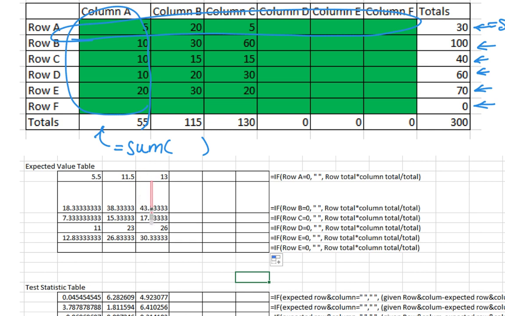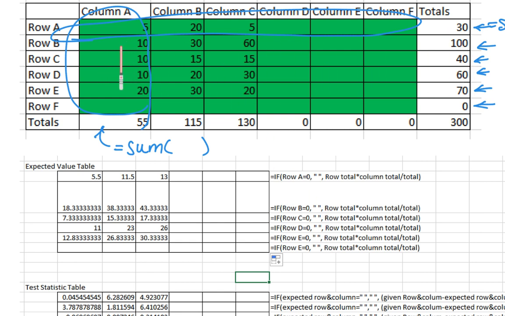This one would be exactly the same as the very first one, except now the column total is the third one I'm grabbing. Similarly, I'm going to go down here and say if row B is equal to 0. So again, I type in equals IF and then a parenthesis. I grab this entire row from the 10 all the way down to here, but not the total. And I write equals 0, comma, quotation, space, quotation, comma. I'm going to grab my row total, which is 100.